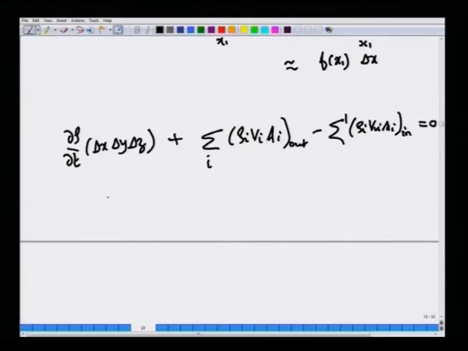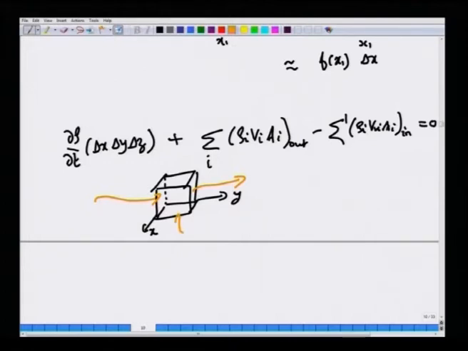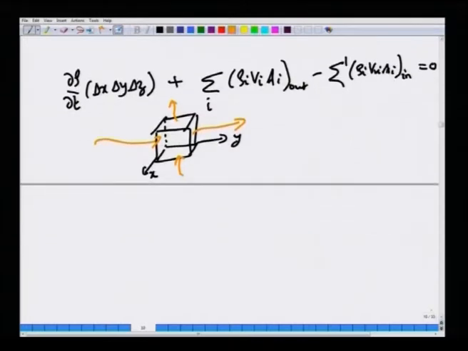Now, let us go back to the CV. The CV is a cube with 6 faces. That is the control volume that we are talking about. The fluid can come in via all 6 faces. Since this is the x direction and this is the y direction, imagine that the fluid can come through one inlet and one outlet along the y direction, and one inlet and one outlet along the z direction, and so on. So, the fluid can come through any of the 6 faces and go out of any of the 6 faces.